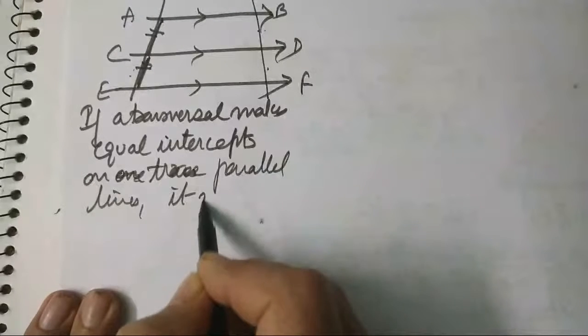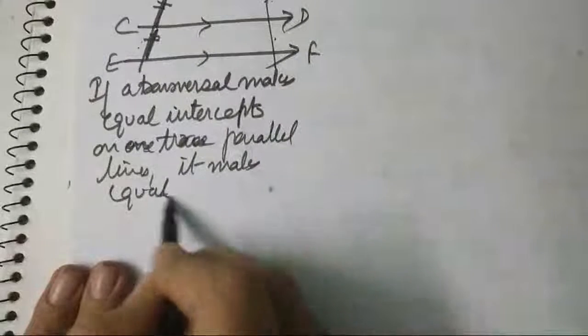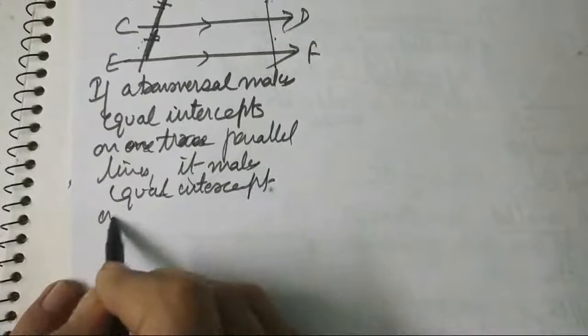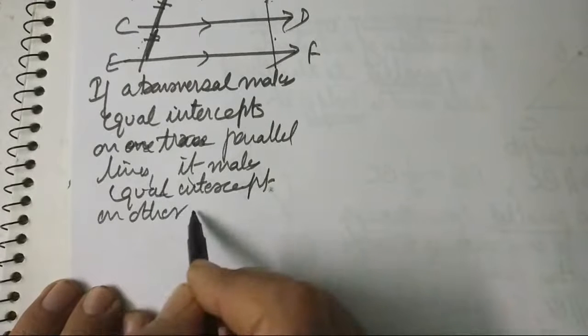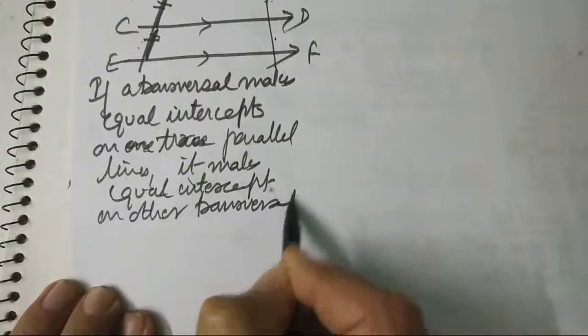It will make equal intercept on the other transversal also. That is, on the second transversal also. This is the theorem.